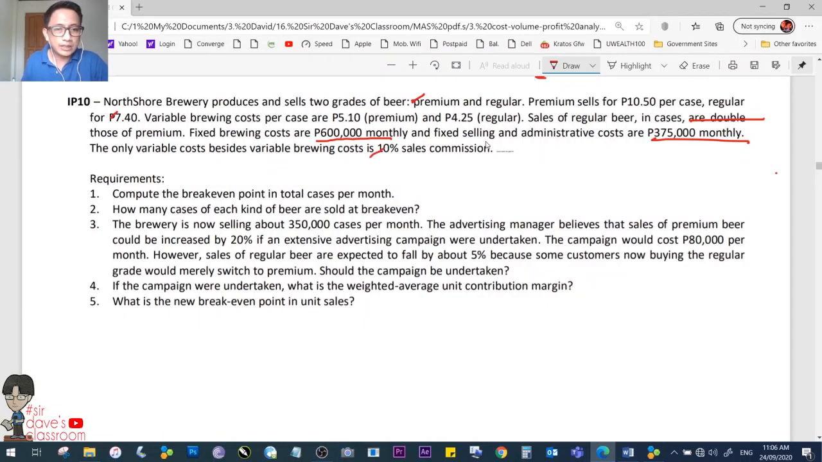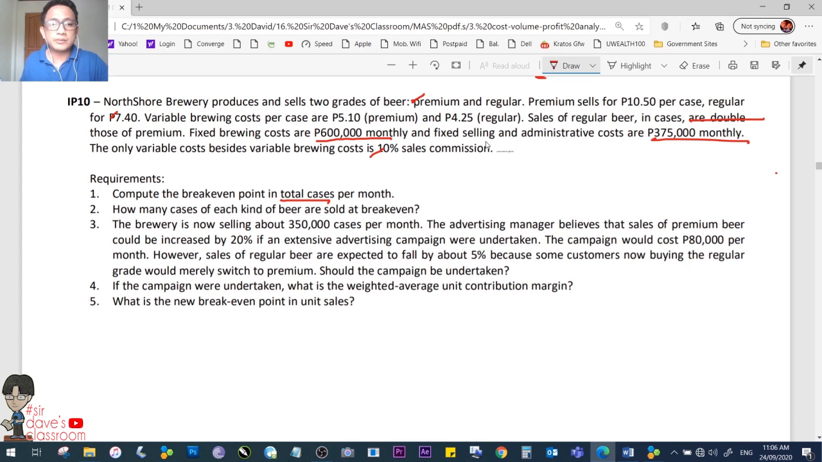Requirement number 1. Compute the break-even point in total cases per month. So for the break-even point, still the same: total fixed cost divided by the contribution margin. Depende kung in units, then CM per unit. Dito ang tanong ay total cases. So per unit tayo. This is perhaps our first time to solve a multiple product company.